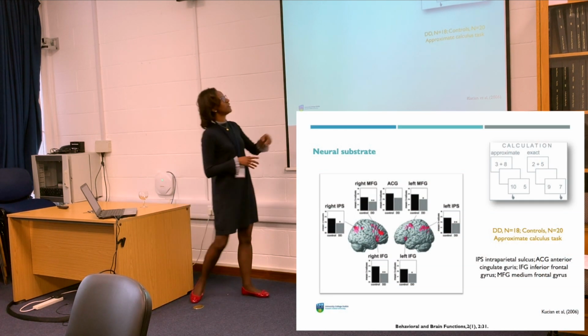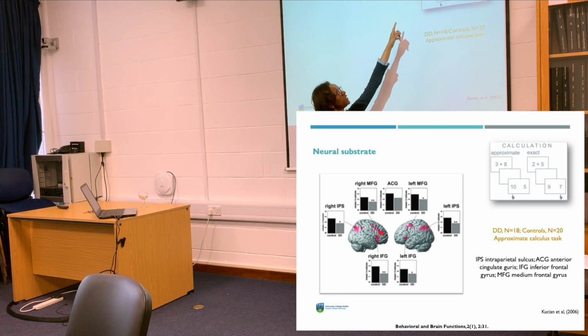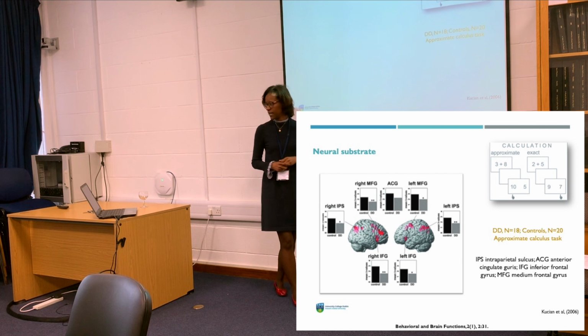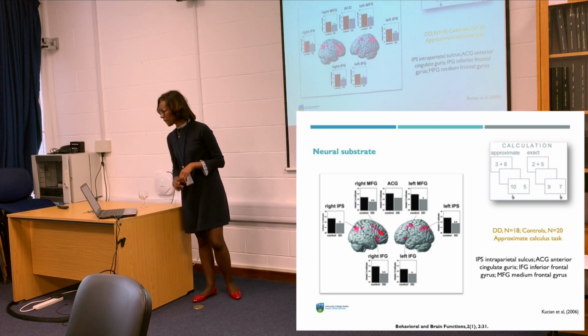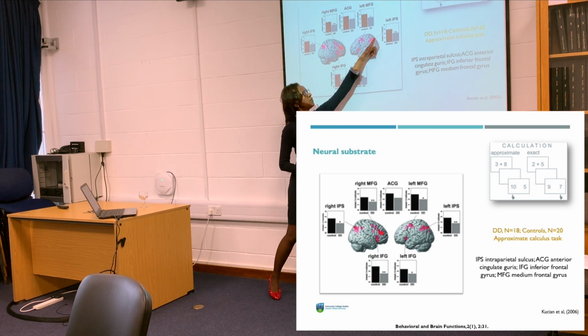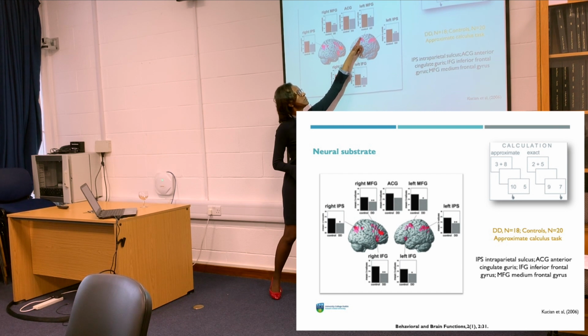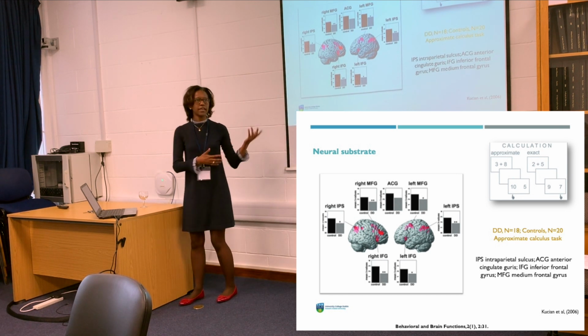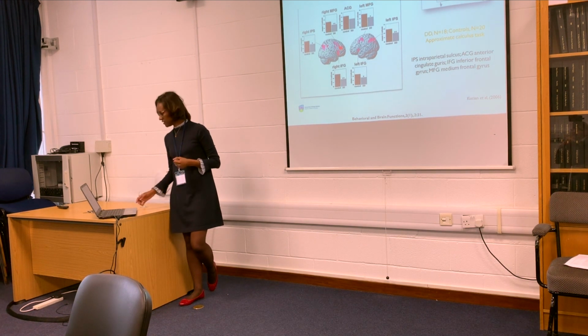As for neural substrate, I selected just a very simple example. It's a task of approximate calculation, like 3 plus 8, and the person must choose which response is the nearest, between 10 and 5. In this particular task, we can see that children with developmental dyscalculia usually present low activation in the intraparietal sulcus, middle frontal gyrus and inferior frontal gyrus bilaterally. So definitely we see a brain dysfunction.